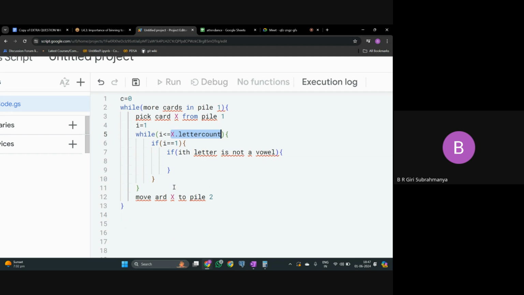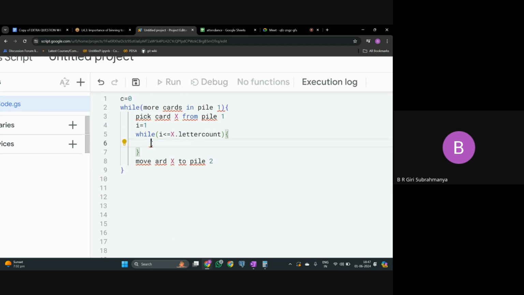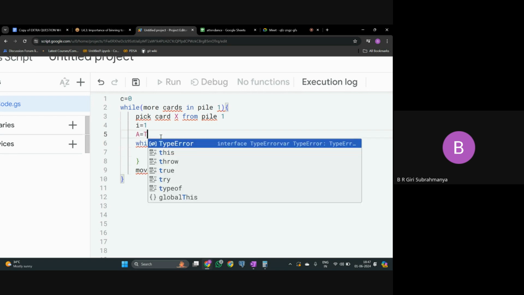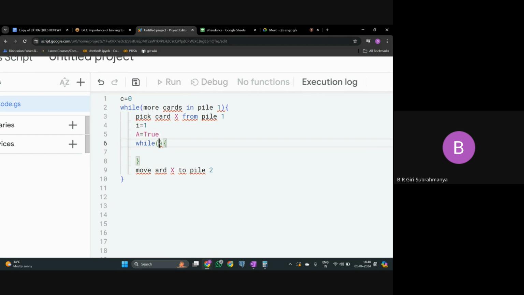But without I is equal to 1 or I is equal to x dot letter count, can you all think about a different way to do this? Or maybe I'll give an idea. You can take this out. We need to modify that condition. Let's say A is equal to true. Now with this, you have to fill this part and this part. One thing will be I is equal to I plus 1. You have to increment the letter count, right?